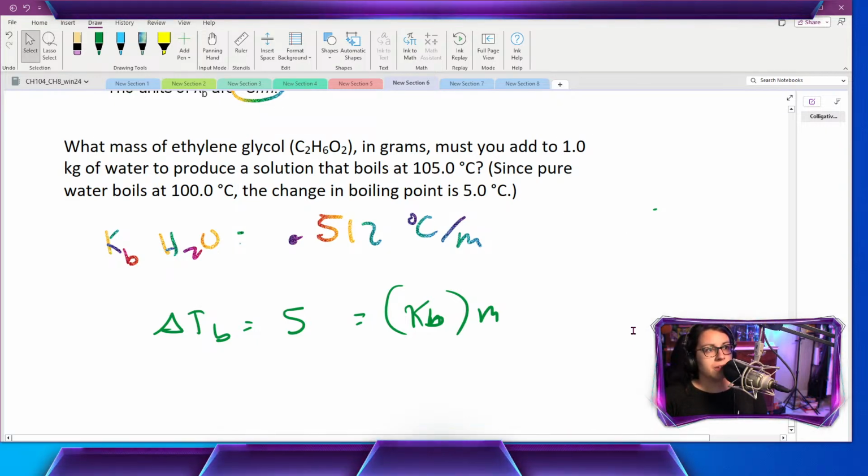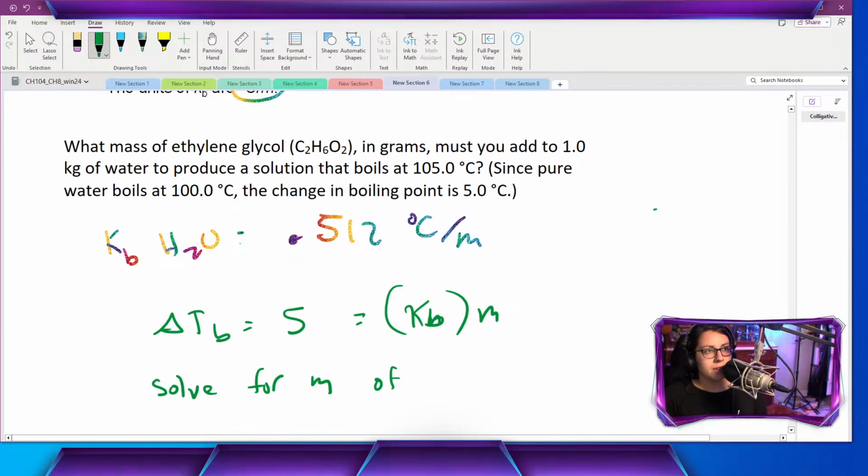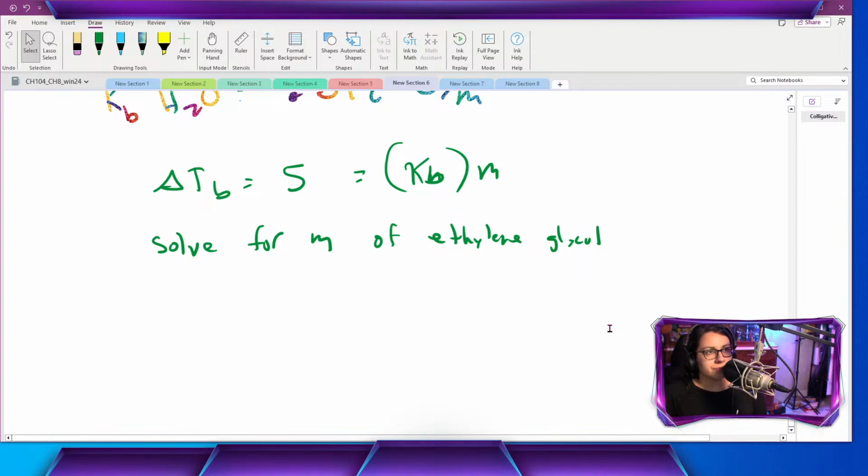So now let's start plugging a few things in. So we have our Kb. Now we need to solve for the molality of the solution, so let's solve for the molality of our ethylene glycol. So now I'm just plugging in: 5 equals 0.512 times molality.